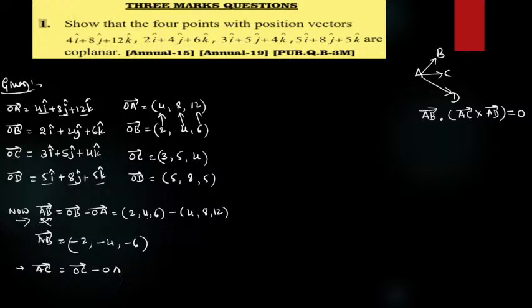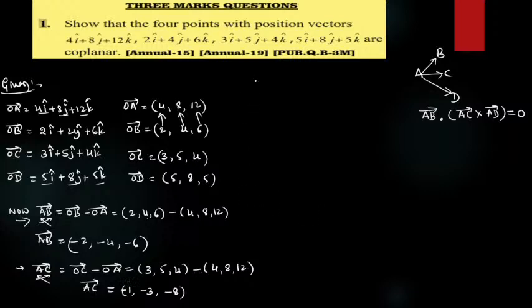AC vector can be written as OC minus OA. So write the OC points there, 3, 5, 4 minus the OA points, that is 4, 8, 12. Therefore I will get my AC vector here, that is 3 minus 4 is minus 1, 5 minus 8 is minus 3, 4 minus 12, that is minus 8. So you got your AC vector here.